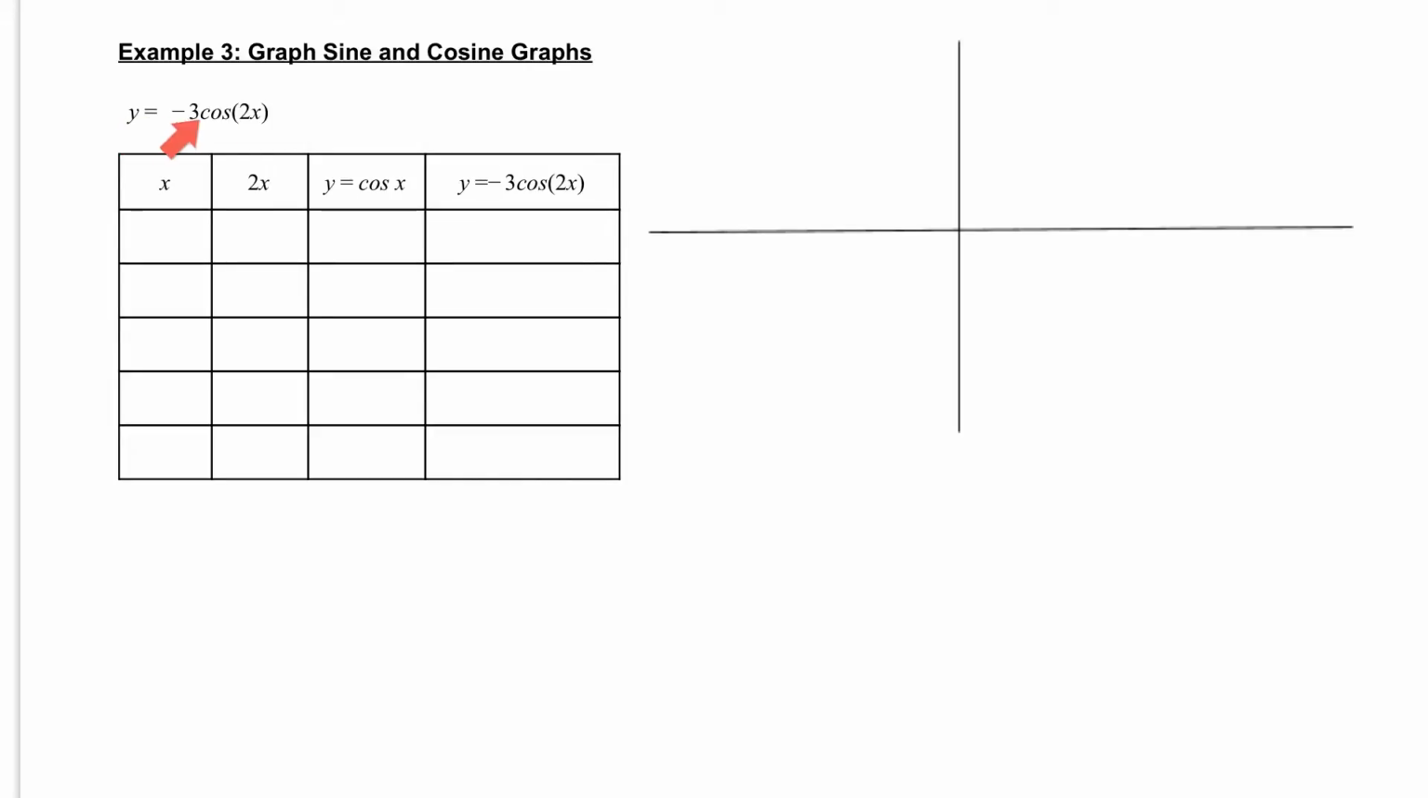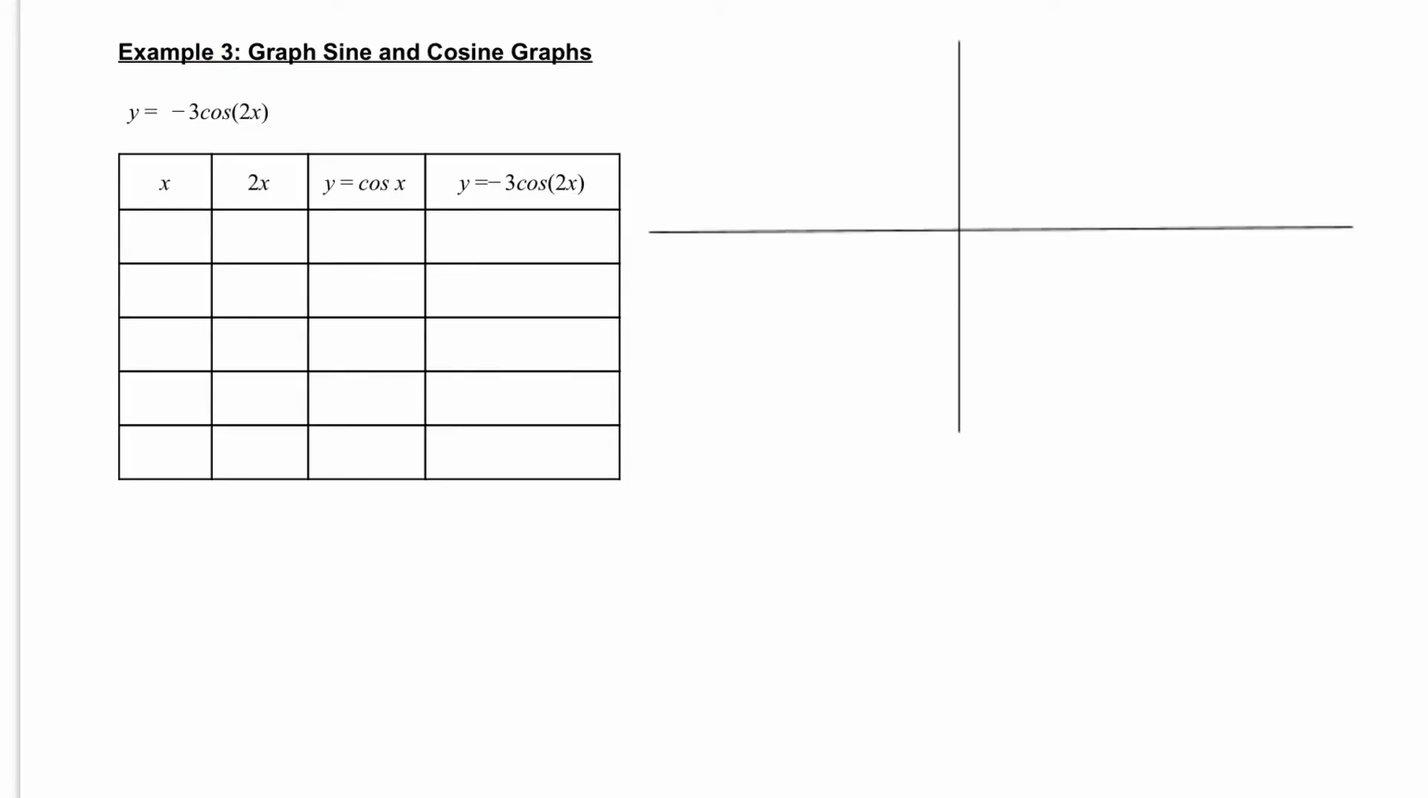In example 3, we are going to graph y equals negative 3 cosine of 2x. If you think about what's happening to the cosine graph, we're reflecting it over the x-axis, we're going to stretch it vertically, and then we're going to compress it horizontally. So we're going to take all that into account as we set up our table.